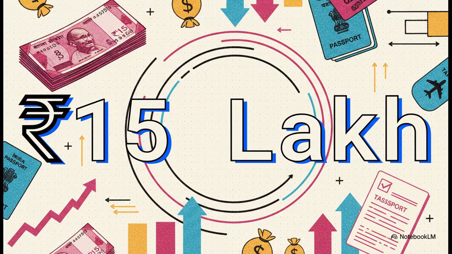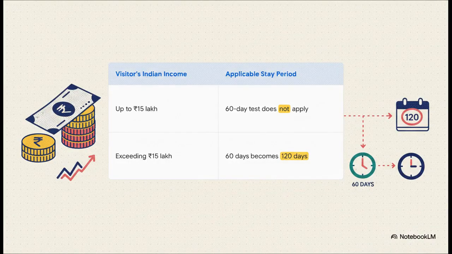It's basically to make sure people with strong economic ties to India are treated fairly from a tax perspective. And what's really interesting is how it changes. You can see it right here. If your income from India is more than 15 lakh rupees, that 60-day test gets stretched out to 120 days. It gives these higher income visitors a little more breathing room, which is pretty handy.